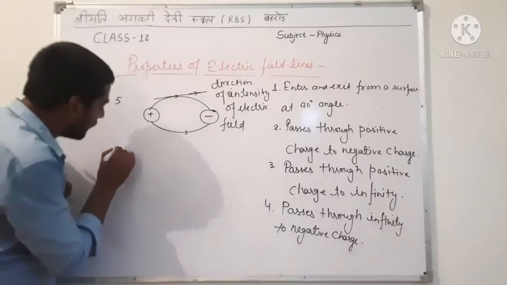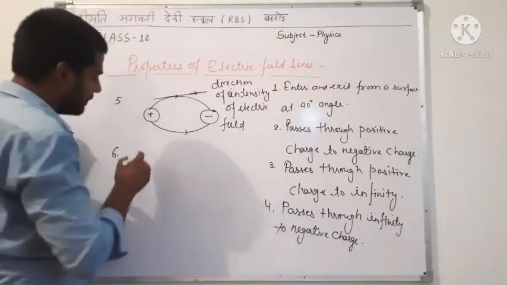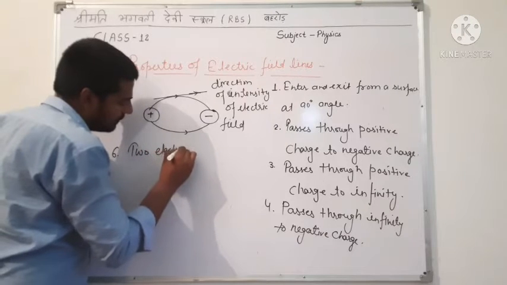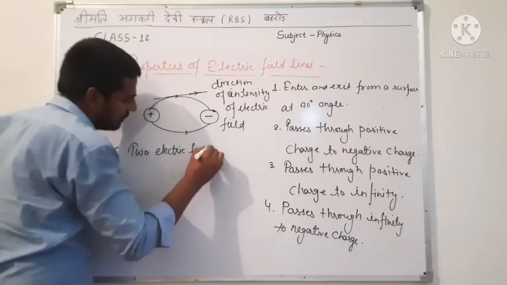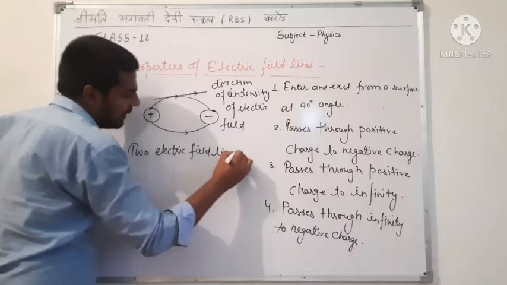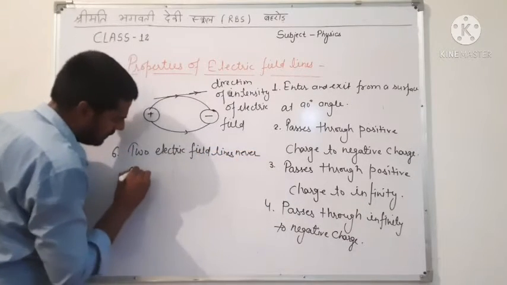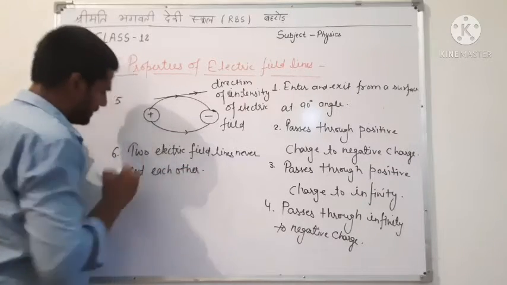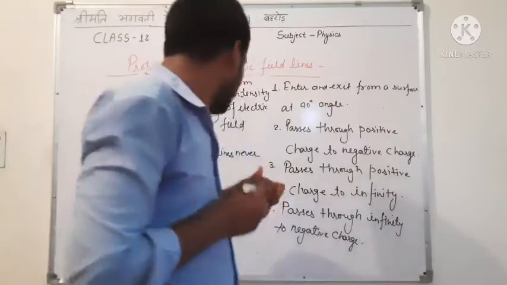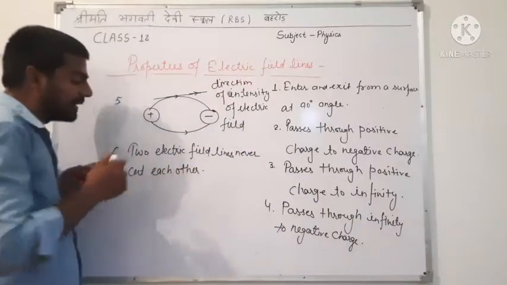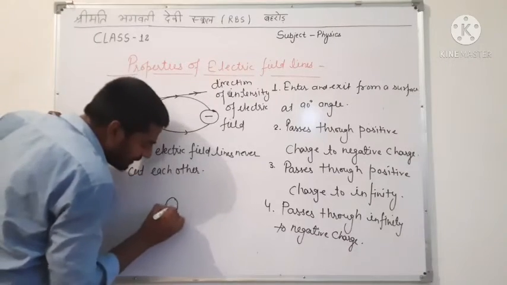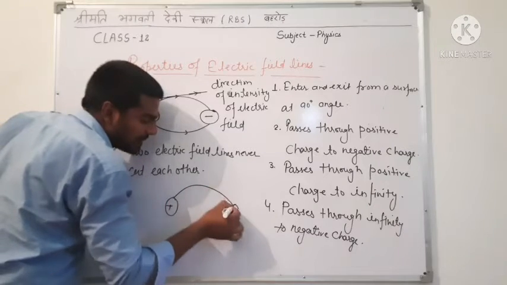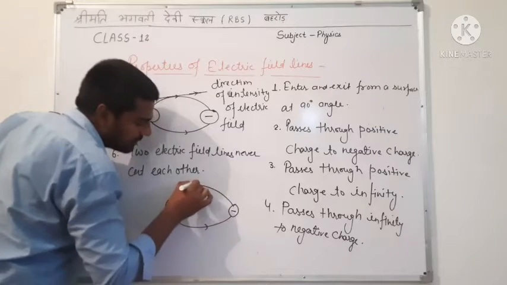The next property of electric field lines is that two electric field lines never cut each other. This is the sixth property. Two electric field lines never cut each other because this is positive charge and this is negative charge. The electric field lines pass from positive to negative charge.